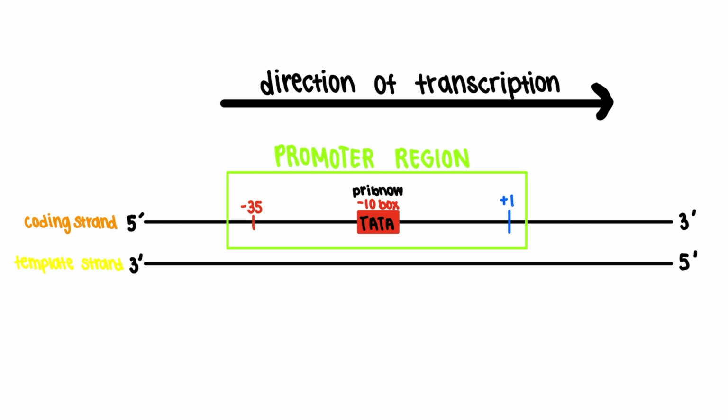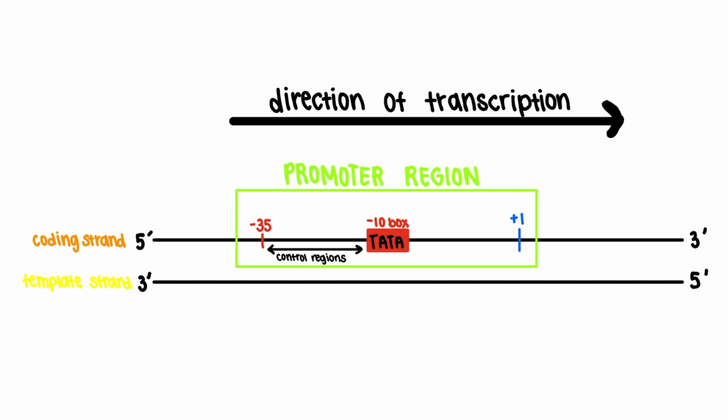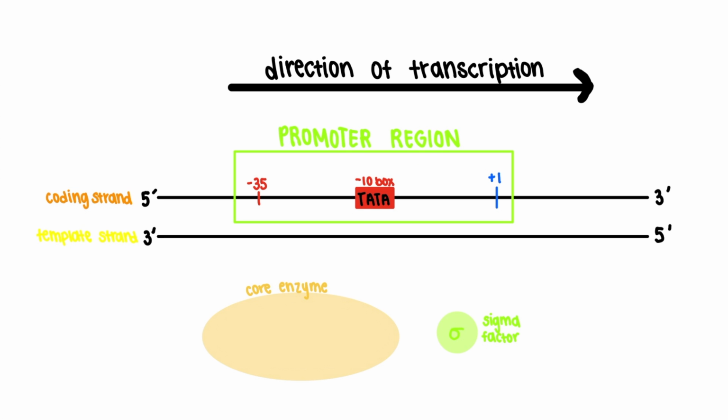The -10 site, also known as the TATA box, is part of the DNA sequence where it can begin to be decoded. It is also referred to as the Pribnow site, and is called TATA for its conserved DNA sequence being only thymine and adenine. Lastly, we have the -35 site, which with the TATA box creates what are known as the control regions inside the promoter region.